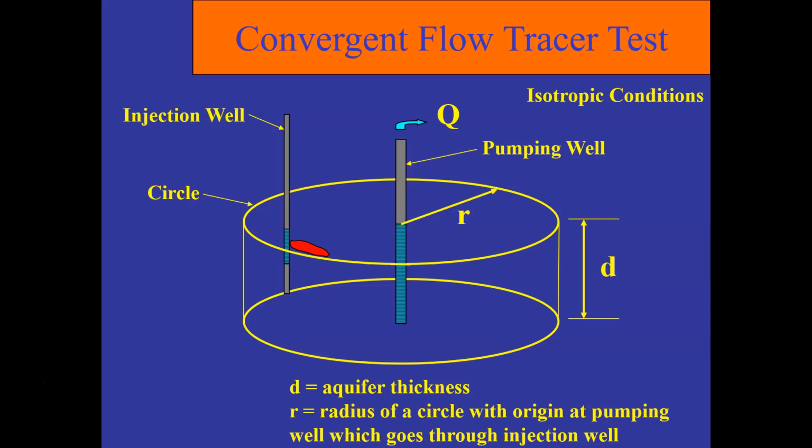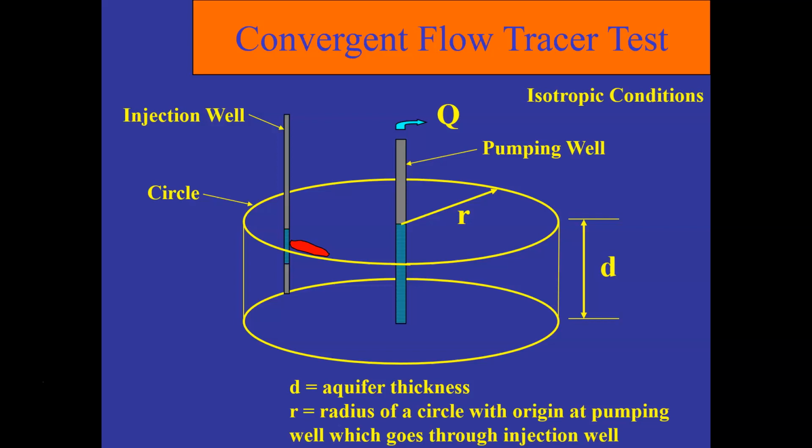Okay, let me continue on. I wanted to mention tracer testing because what's called the convergent flow tracer test is a very cost-effective way to get some good data on fracture porosity, which will help with definition of seepage velocity in a fractured rock.